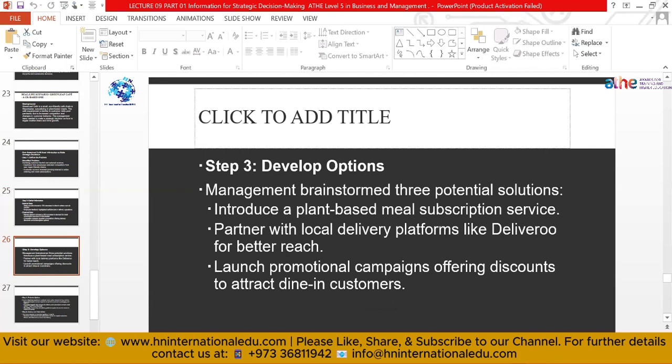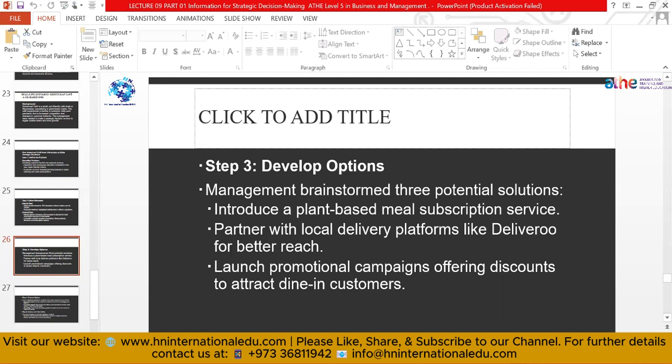Develop options. Management brainstormed three potential solutions. First is obviously introducing a plant-based meal subscription service, so that the people who are going to the competitors for this, they can avail the service from the Greenleaf Cafe too. Partner with local delivery platforms like Deliveroo for better reach. You can definitely, like in Pakistan, have a partnership with Foodpanda, and in the UK we have Deliveroo, and every country has its own services.